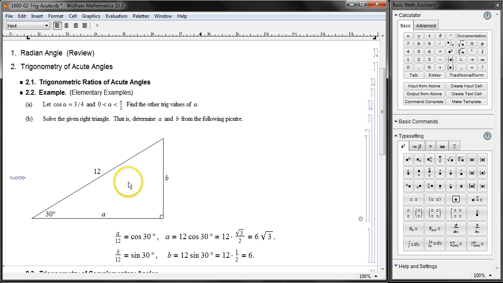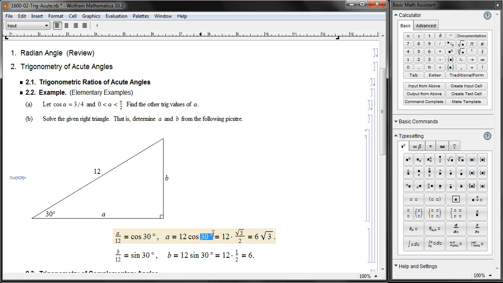So how do we begin? Let's find A first. A over 12, adjacent over hypotenuse, is cosine of theta. That's the definition of cosine. And from this you can solve for A. Just flip this 12 to the other side. Multiply the highlighted number 12 to the other side, and you get A equals 12 cosine of theta, 12 cosine of 30 degrees.